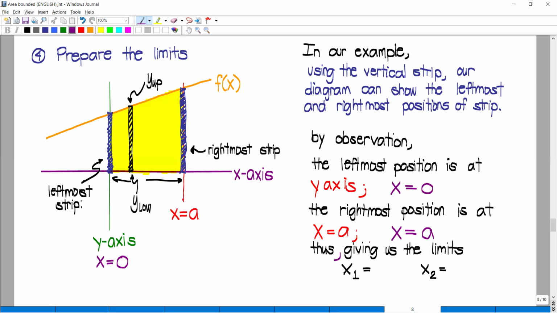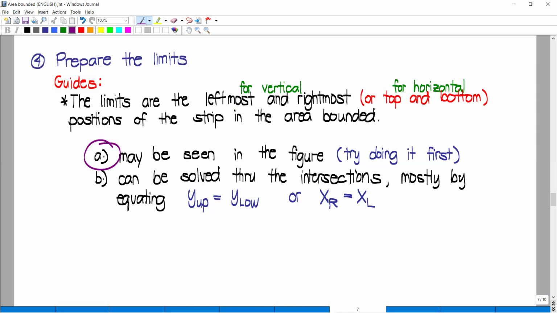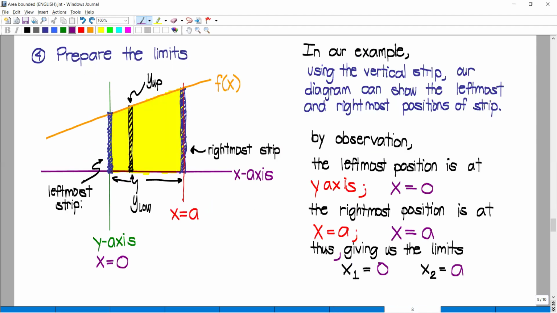So therefore, the two limits are 0 going to letter a of the line x. And what is the guide, or what is the technique that we use in showing the limits? Now we use the technique letter A, because we can already see in the figure where the leftmost and the rightmost strips are in our bounded area.